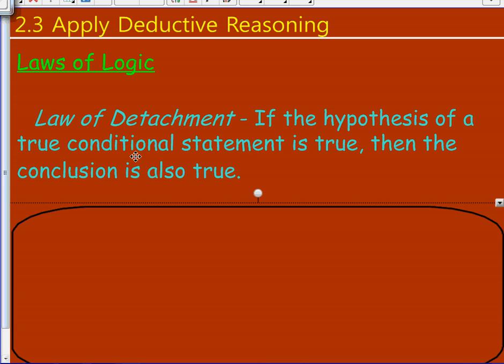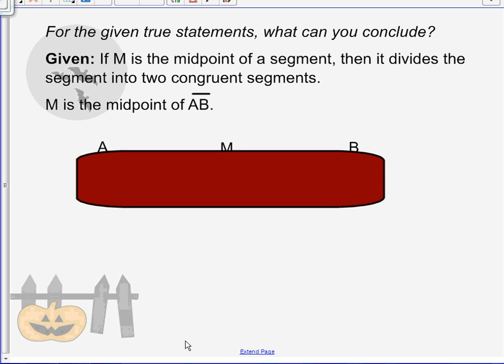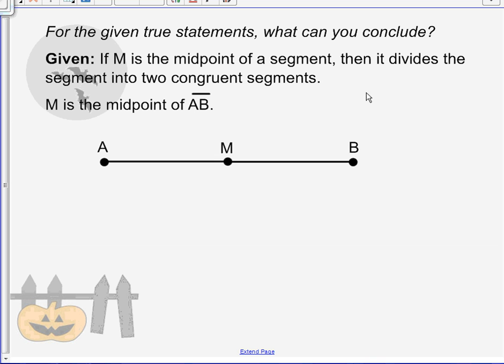An example of the law of detachment is if M is the midpoint of a segment, then it divides the segment into two congruent segments. So we can conclude that M is the midpoint of segment AB.